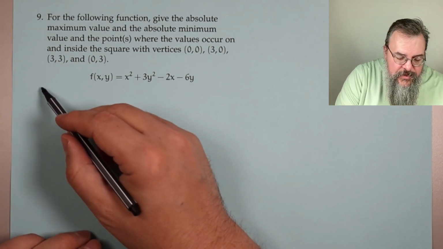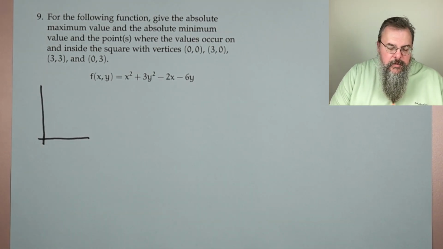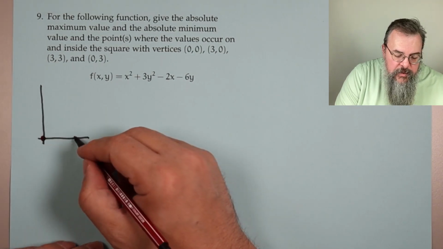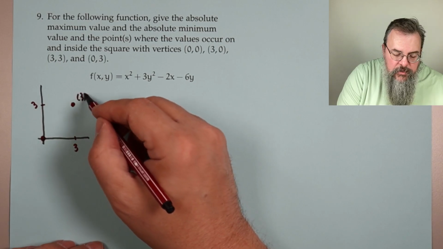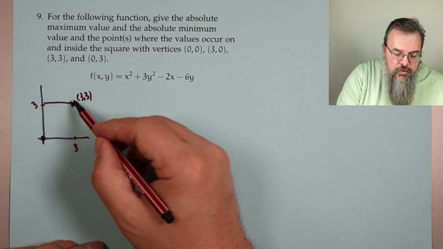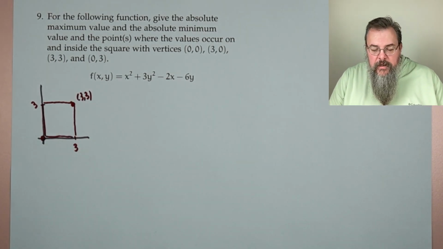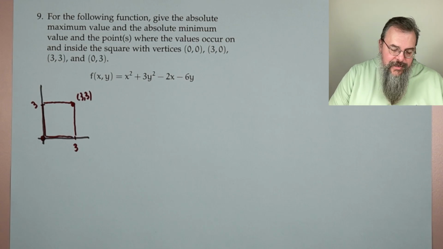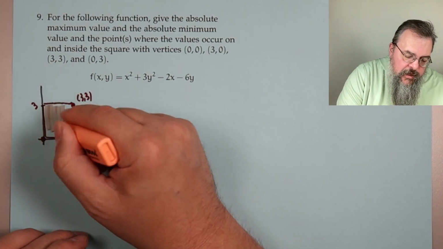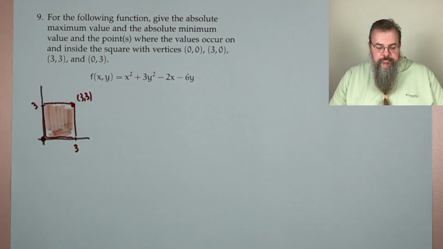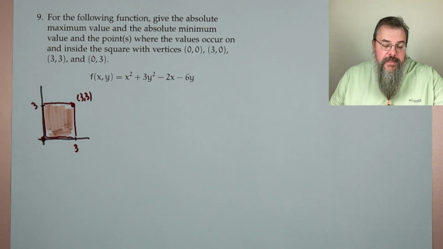So let's draw our region. It's a square where we've got a corner at 0, 0. Then we go out to 3. We go out to 3. We have another corner here at 3, 3. And so now it's on our inside. Okay, so that says we've got this nice region here. And all right, good. So we're going to be making a list. And it will probably be a long list.